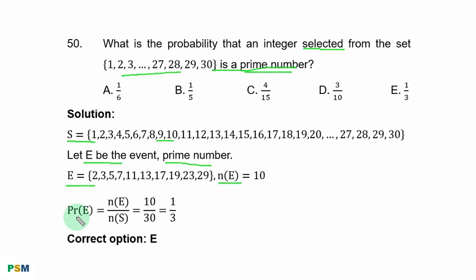Therefore, probability E is equal to number of elements in event E over total elements in the sample space. That is 10 over 30, which reduces to 1 over 3. The correct option is E.